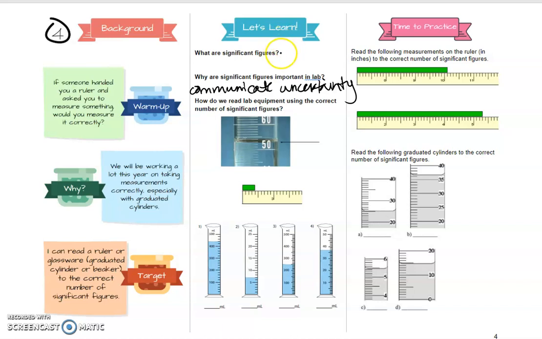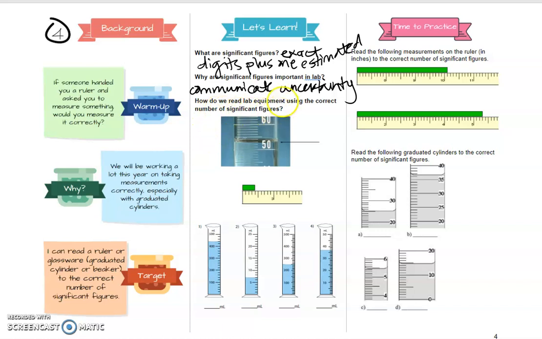Okay, so exact digits plus one estimated digit. Or uncertain digit, however you want to phrase it. And we're going to practice that. But basically what that means is you need to read the last number according to your estimate.